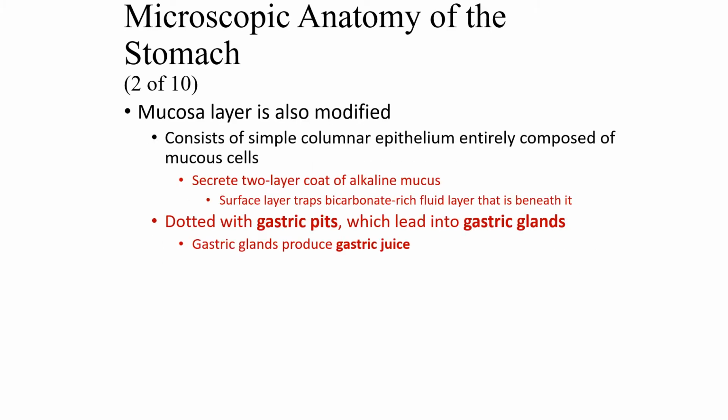The mucosa layer is modified. Mainly it has simple columnar epithelium that's composed of mucus cells, and of course mucus cells secrete mucus, plus it's going to secrete an alkaline mucus that has lots of bicarbonate fluid in it, and then it has gastric pits, which look like pores, and at the bottom of these pits are the gastric glands, and the gastric glands have the cells that are responsible for producing all the fluid that we find in the stomach, or the gastric juice.